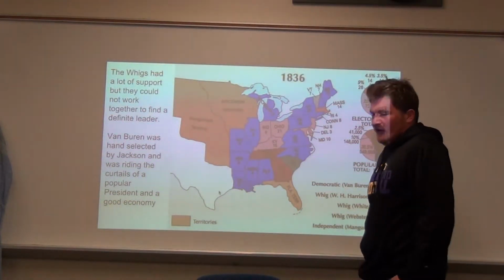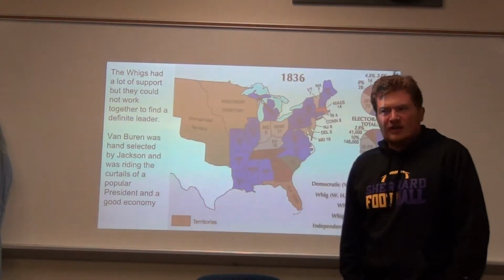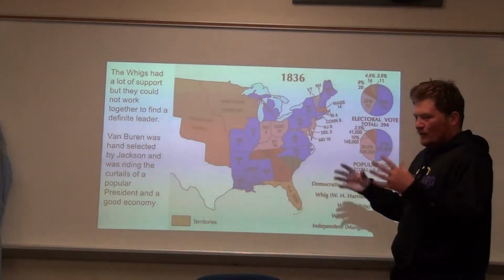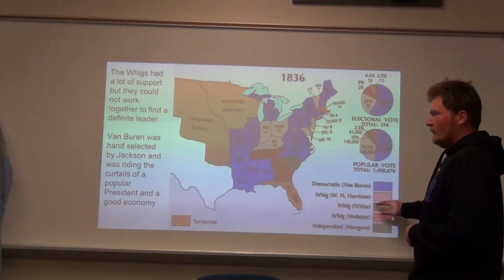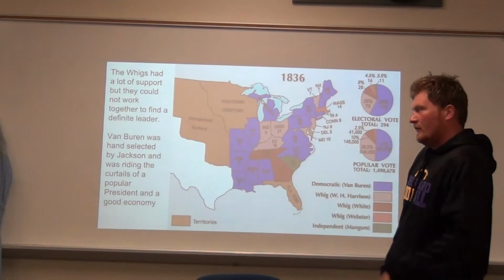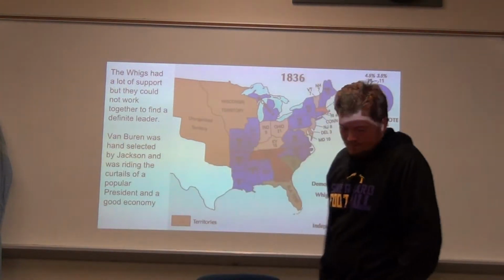These Whigs, who essentially created their own party to oppose Jackson and his anti-federalist agenda, could not select one leader, which led to their downfall. As you can see, a lot of their votes were separated. And like I said before, Van Buren, hand-selected by Jackson, won the presidency.